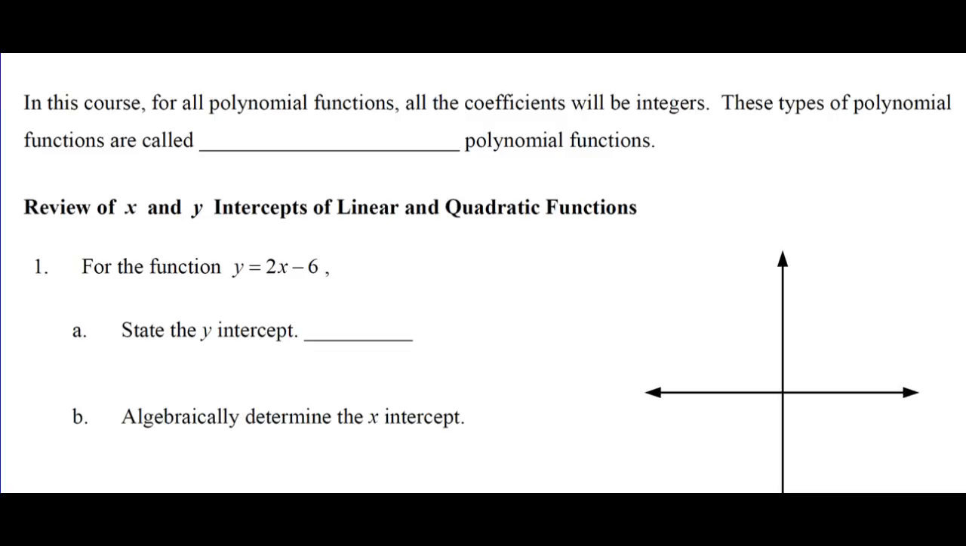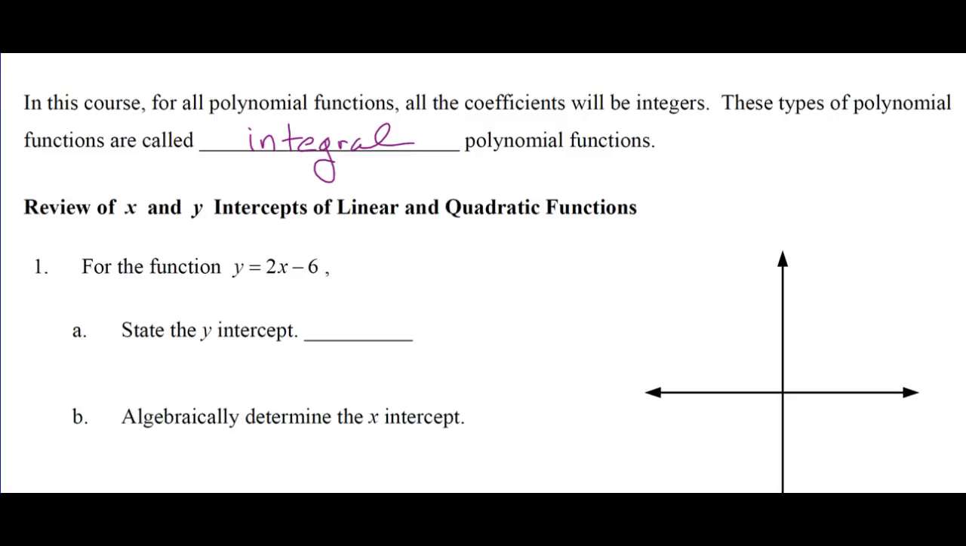I could do 2 stretches and a translation, 1 translation. In this course, for all polynomial functions, all the coefficients will be integers. These types of polynomial functions are called, anybody guess? They're called integral, right? Meaning all the coefficients are integers. We will not have a root 2 x squared, right? It'll be like a 2x squared. We will not have 1/2 x squared. It'll be a 2x squared.